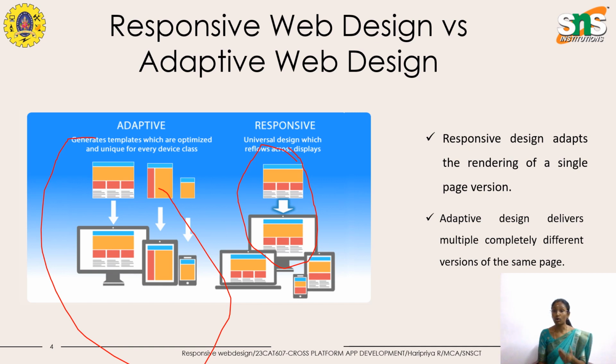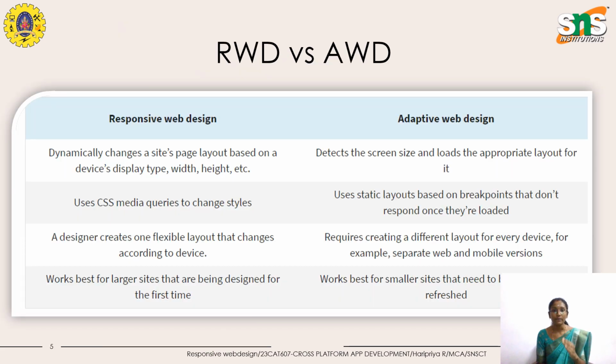Okay, if we are going to update these particular pages, we have to go and update each and every device a single time. Okay, in responsive we have to update only one time, and it will adapt to every device. Okay, this is a major difference between RWD and AWD. Clear?